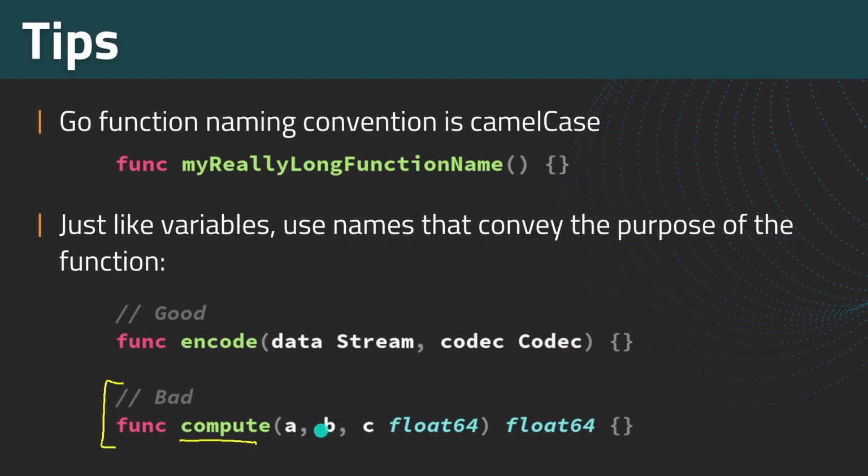Here's a bad name for a function. It's just named compute. We're computing A, B, and C. They're all 64-bit floating point numbers, and it returns a floating point 64-bit number. We don't know what compute actually does. It could do any kind of computation. It could do nothing. We just don't know. So this is not a very good name for a function. We want a name that conveys what's actually happening. And this will help a lot later when you go to read code and make modifications.